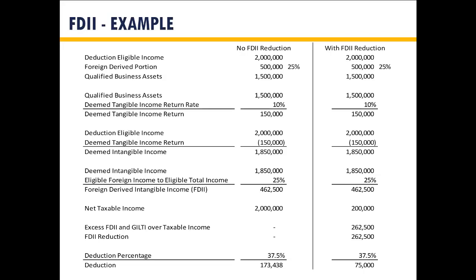Let's just say you've got your deduction eligible income of 2 million, but for whatever reason you had NOLs that you're applying. You reduced your net taxable income down to $200,000. You can see now that the foreign derived intangible income exceeds that $200,000 by $262,000. Thereby, we have to reduce our FDII amount by $262,000 and then apply the deduction percentage, reducing our eligible deduction down to $75,000. Really, I just want to illustrate that this FDII deduction is not going to drive you down to zero taxable income. It's just a general benefit overall.